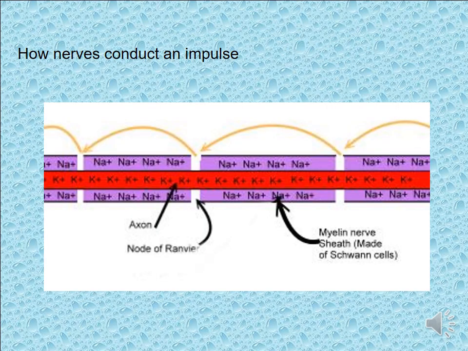How is the impulse formed and conducted? We have simple minerals within the nerve cell. Inside the cell, the concentration of potassium is more than outside, and outside the cell we have sodium. We have a node of Ranvier between two myelin sheath cells.